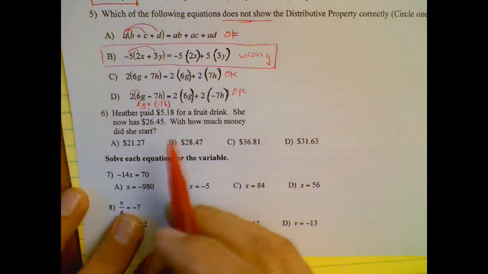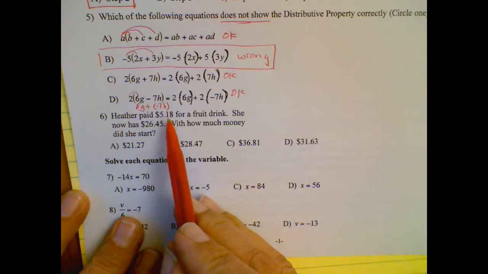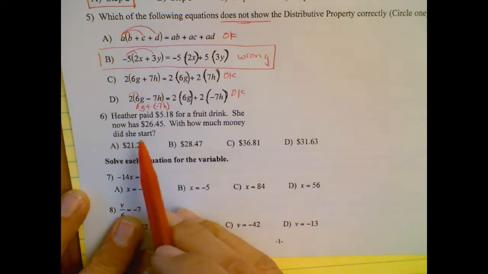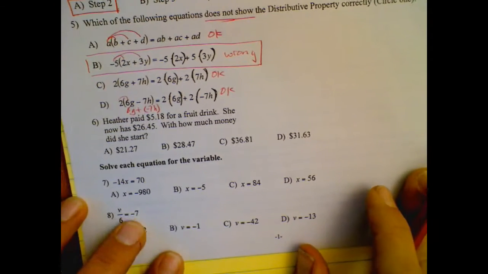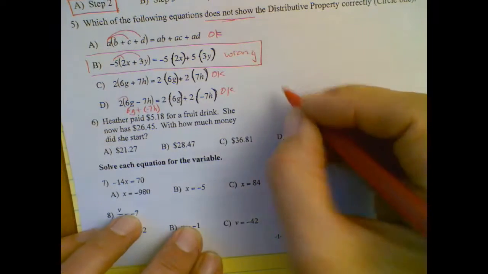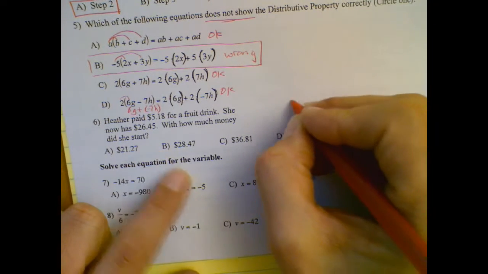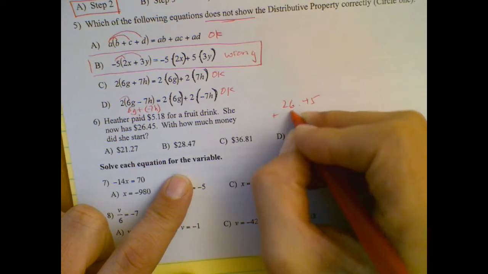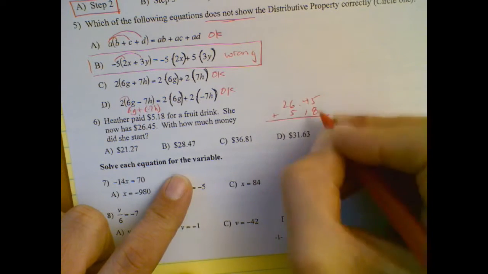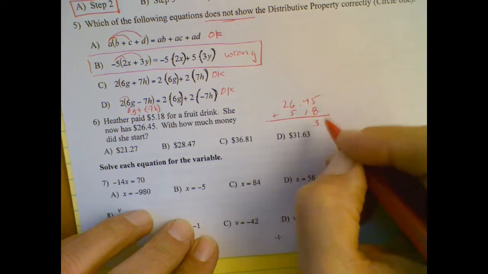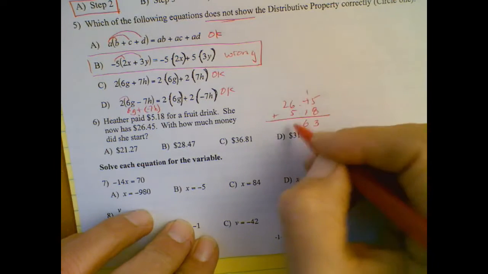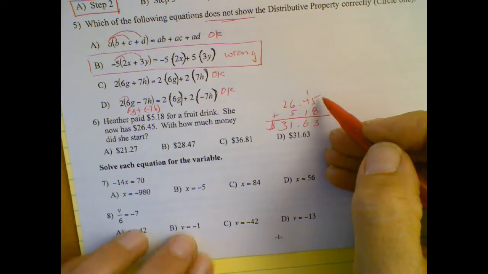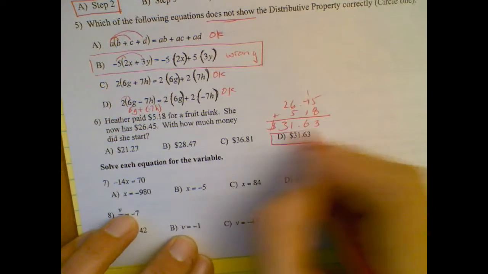Number 6. Heather paid $5.18 for a fruit drink. She now has $26.45. How much money did she start with? Well, it looks like to me, what you're going to have to do is add $26.45 plus $5.18. When you do that, you'll get 3, carry the 1, 6, 31. So she started with this, she spent that much, she has this left over. Correct answer is D.